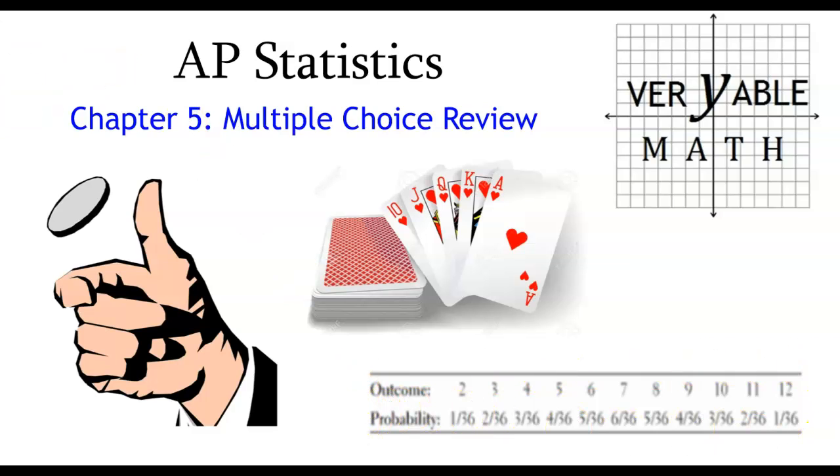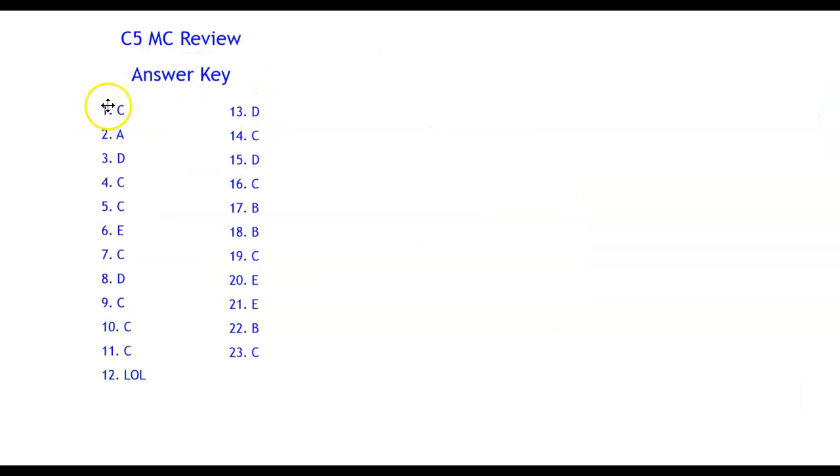The first thing I'm going to do is show you the correct answers for these multiple choice questions, including one that you probably are a little surprised about. So here's the answer key. You can see that all the questions from 1 to 23 are given here. That number 12, I asked you to skip. You do not have to do number 12. That's why I put LOL. Of course, that doesn't mean that answer is LOL.